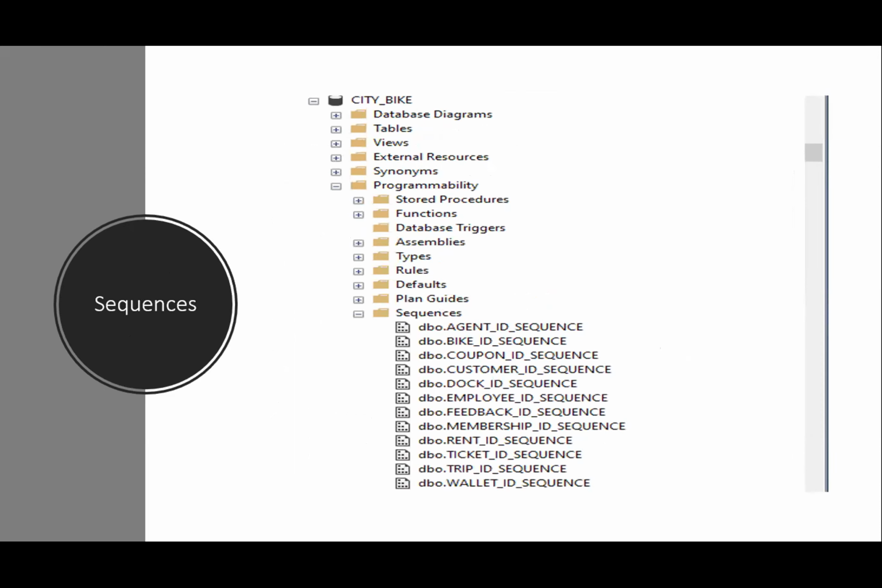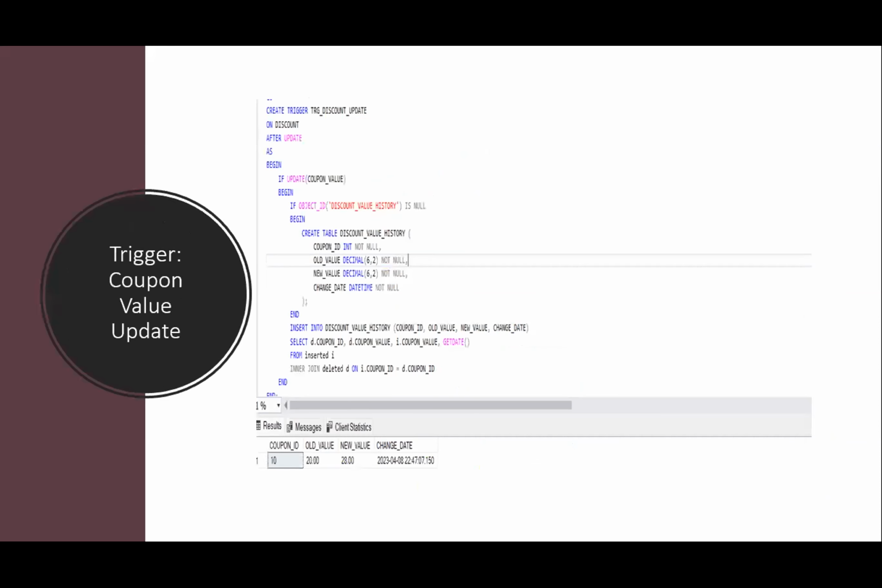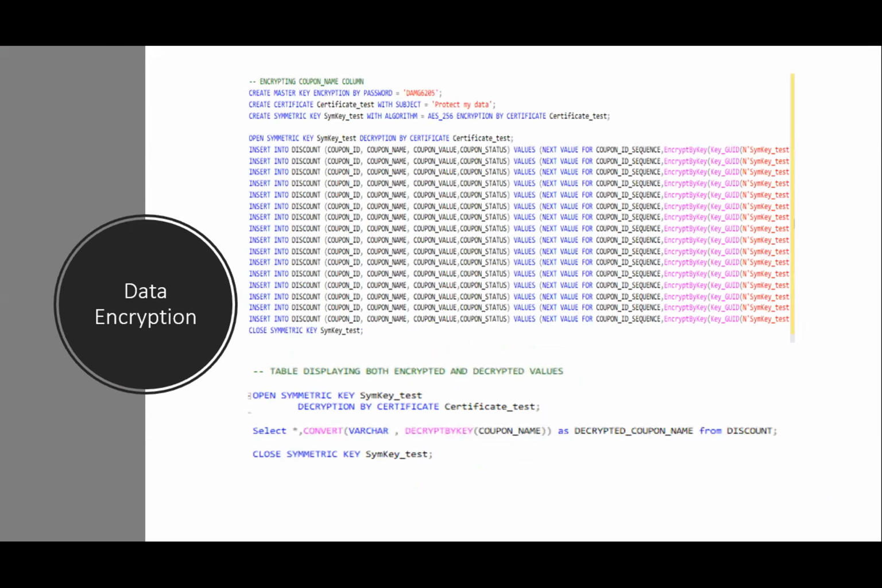Then these are the sequences. We have used sequences as they can generate not null and unique values for the IDs, which is a primary key for our tables. Along with that, this is a trigger that we have created in which if we change the coupon code value, then it will create a new table with the old value as well as the new value for us to track the data. Moving on with the views and data encryption, which Rishabh will explain now.